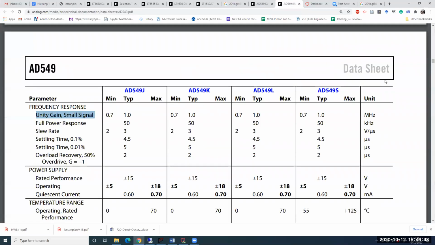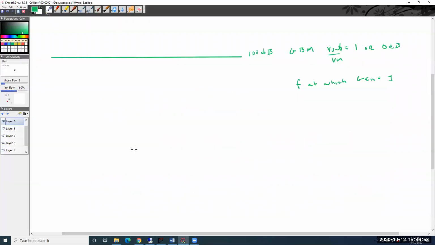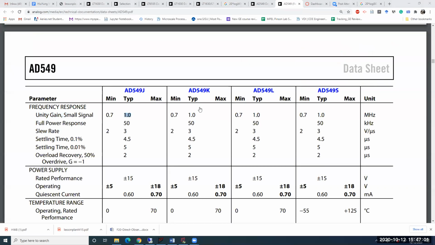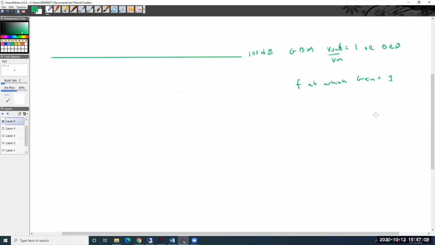So here they're saying it's 0.7 minimum and 1 typical. All right. I'm just going to use 1 just because it's easier. What is it? Okay. So it's 1 megahertz. All right, so somewhere out here at 1 megahertz, I'm 0 dB. That's 100 dB.